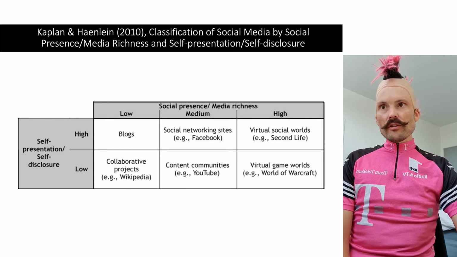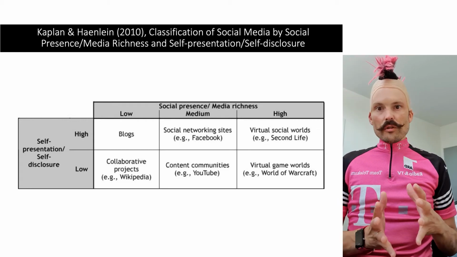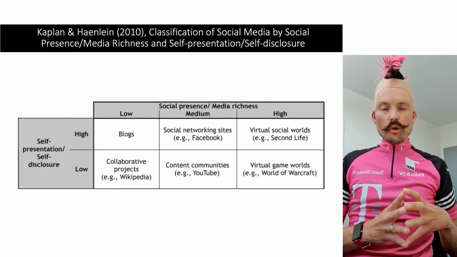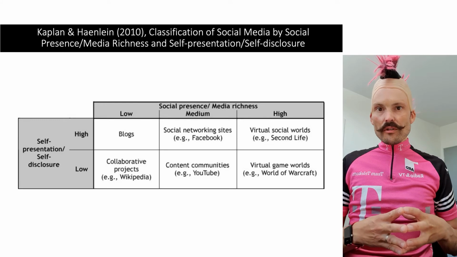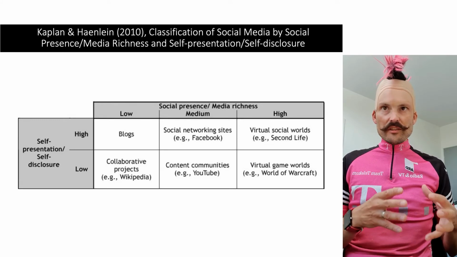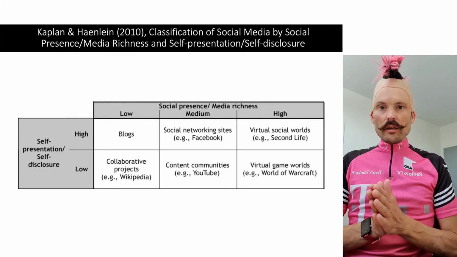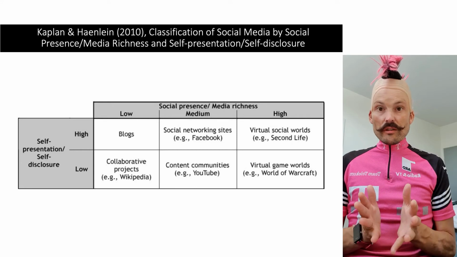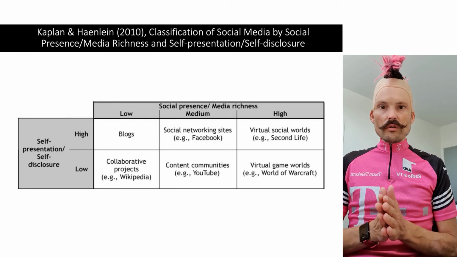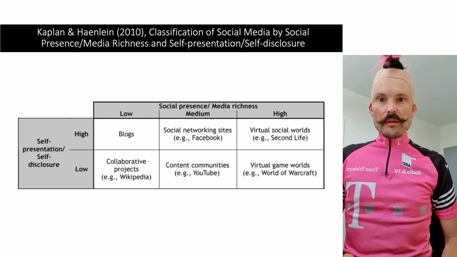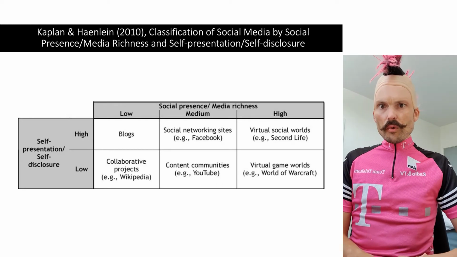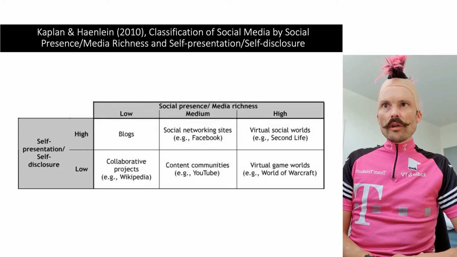So when we talk about self-presentation or self-disclosure, it's really about, on this platform, in this social media, how much does it matter who's producing the content? Is it about the person producing the content, or is it about the content in itself? So on Wikipedia, for example, it's about the content, and so it is quite often on YouTube, although we'll see some variations to that, but mainly it's about what content is being produced.